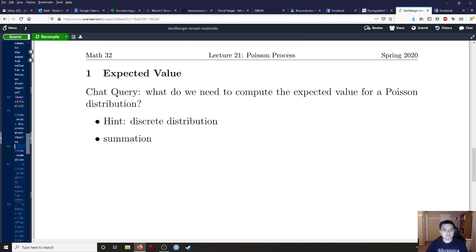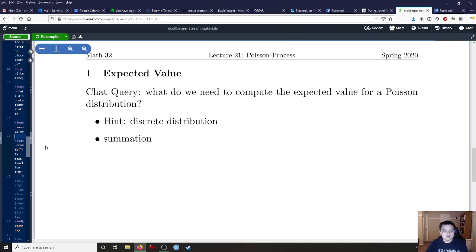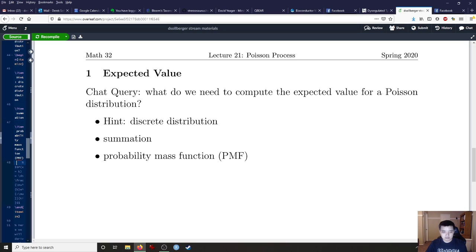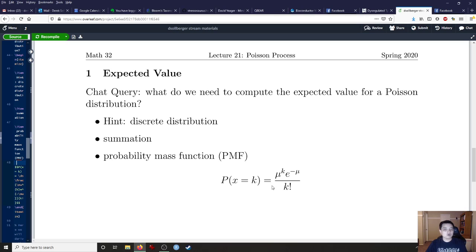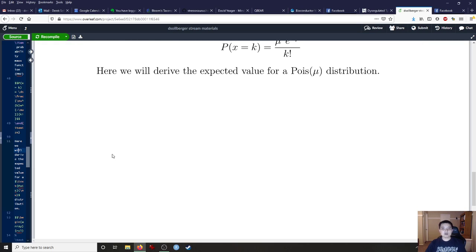So correct, we need a summation. What else? And we need the probability mass function. We need that formula that we just derived in the previous section, this probability mass function, the individual probabilities. Alright, good job. So now here we will derive the expected value for a Poisson distribution with mean mu.